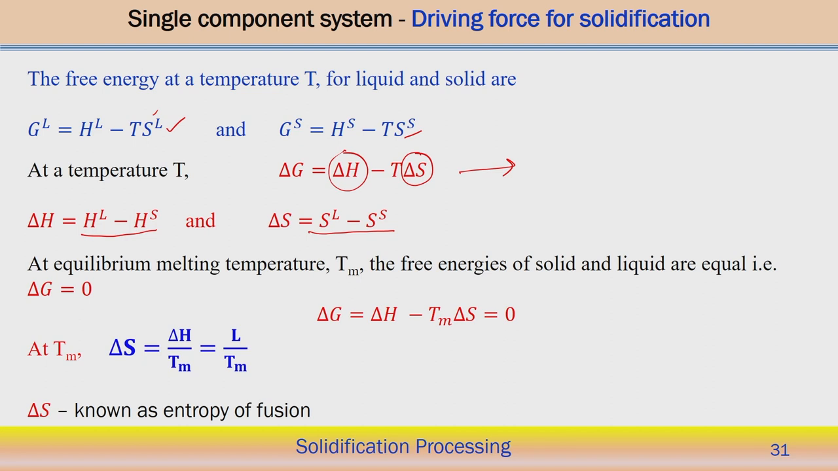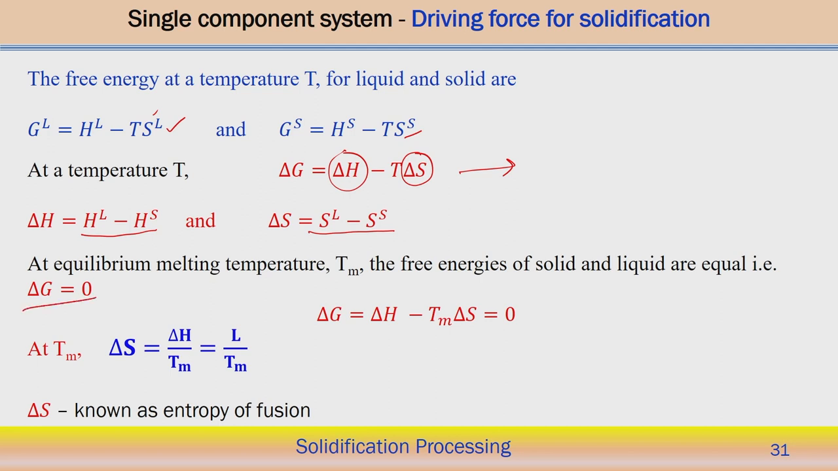Now, at the equilibrium melting temperature Tm, the free energies of the solid and liquid phase will be the same. Therefore, the change of the Gibbs free energy will be 0; mathematically it should be 0.